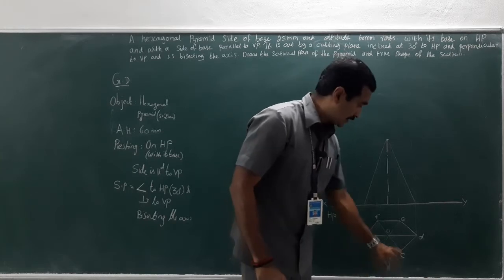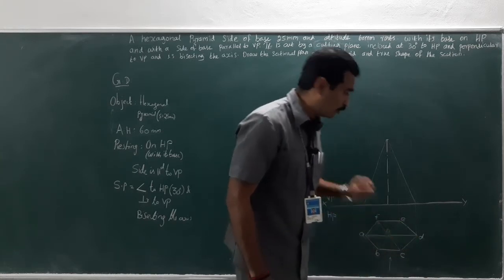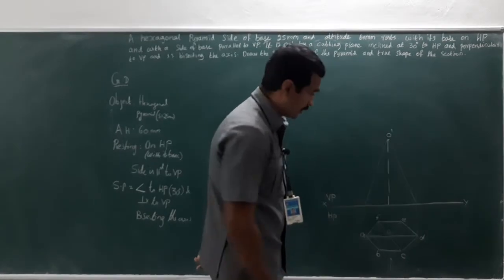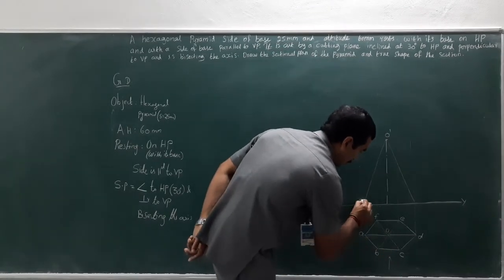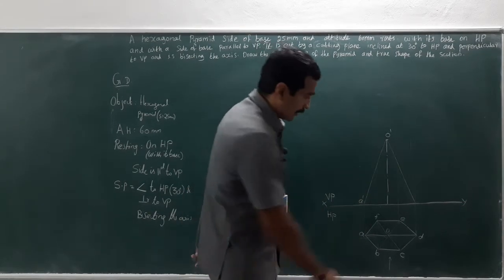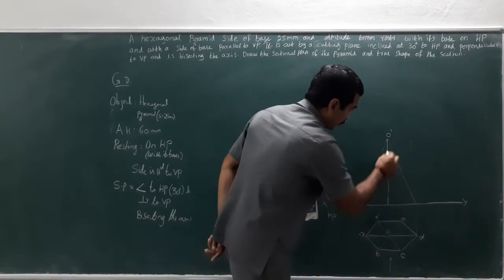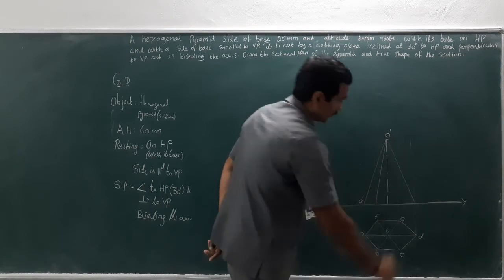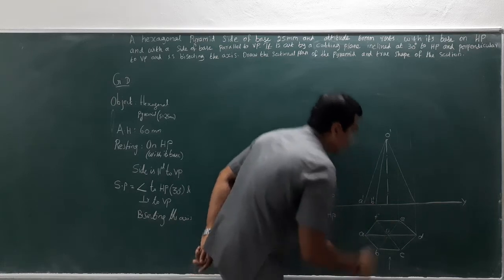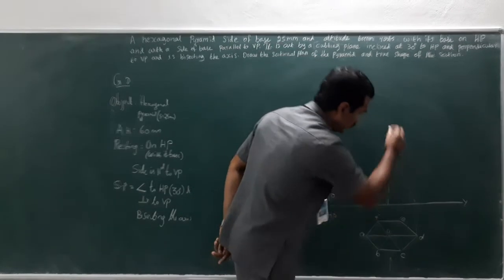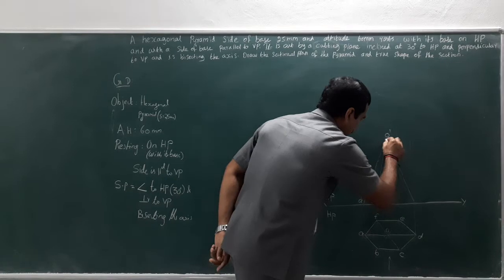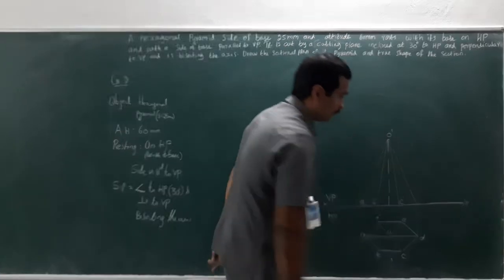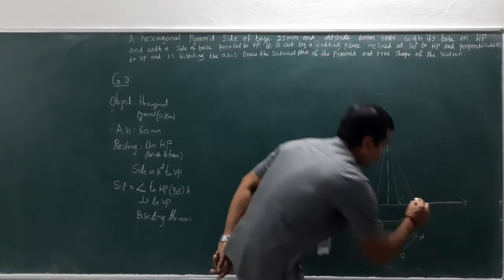BO is visible, CO is visible, AO is visible, DO is visible, right? So, this may be O dash. So AO is visible, therefore this is AO. Next, BO is visible, therefore just draw a slant line connecting BO. CO is visible, just draw a slant line and this is CO, and DO is also visible, therefore this is D.